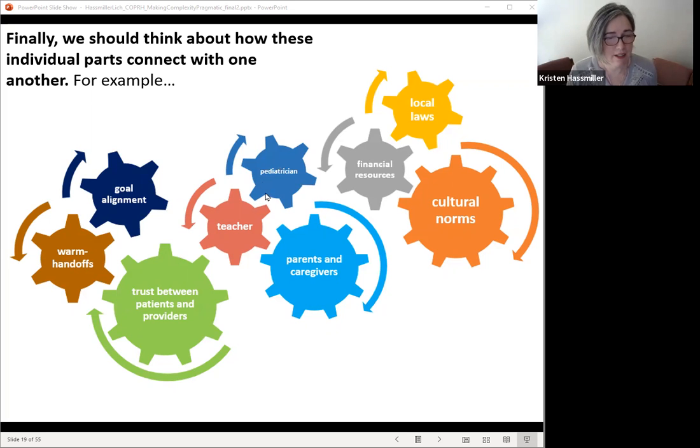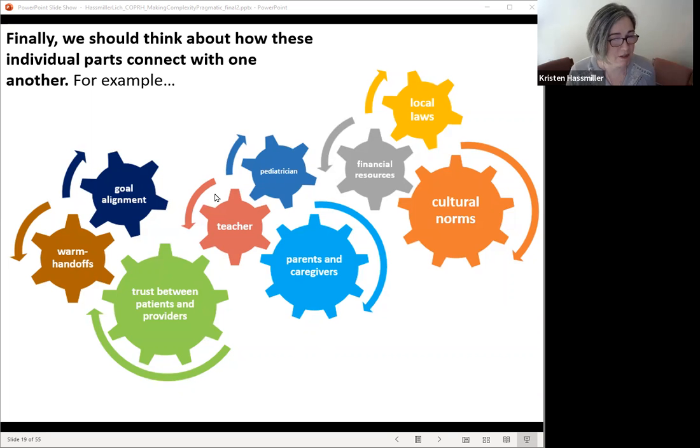So in the system, when we think about all of the different stakeholders and organizations that are involved, to what extent is there goal alignment? To what extent are we working across purposes versus working together? Are there warm handoffs between the parent and different points of contact in the system? Is there trust? These things matter a lot.